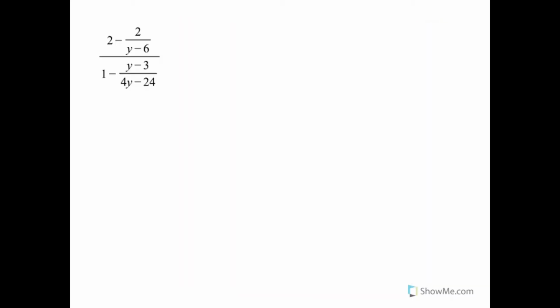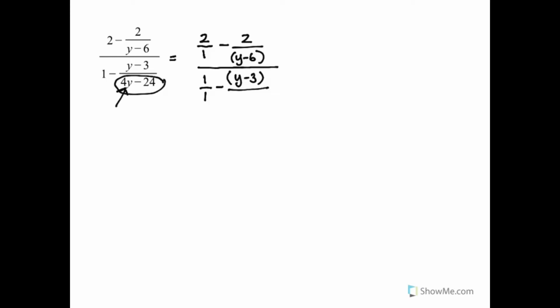Let's try the LCD method on this complex fraction. So I have the number 2, and I'm going to write it as 2 over 1. And I'm subtracting the fraction 2 over y minus 6. Now on the bottom, in the big denominator, I have a 1, which I'll write as 1 over 1, so I have a fraction. And it's subtracting y minus 3 over, and now here's the part I want to rewrite. For y minus 24, I can factor out a 4, and it becomes y minus 6, because 4 times 6 is 24.